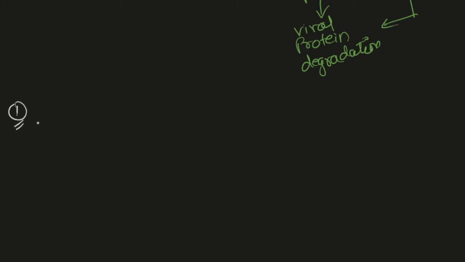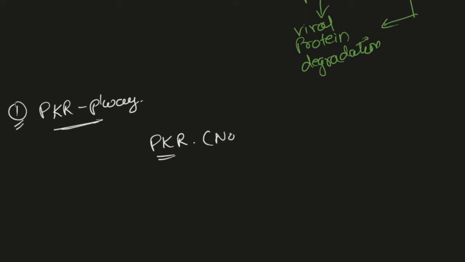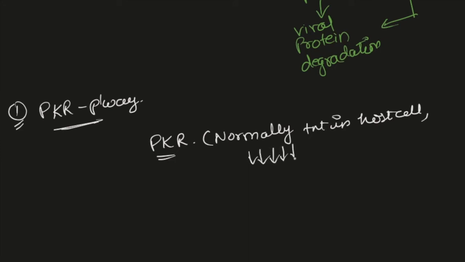The very first one is the PKR pathway. In the PKR pathway, PKR, or the protein kinase R, is normally present in the host cell, but in a very negligible amount.